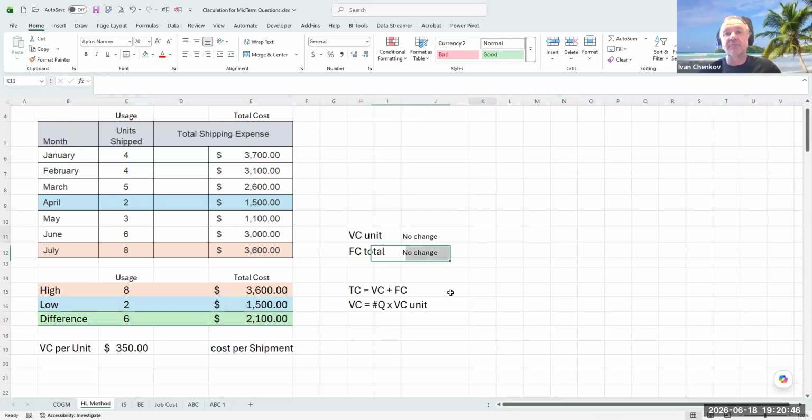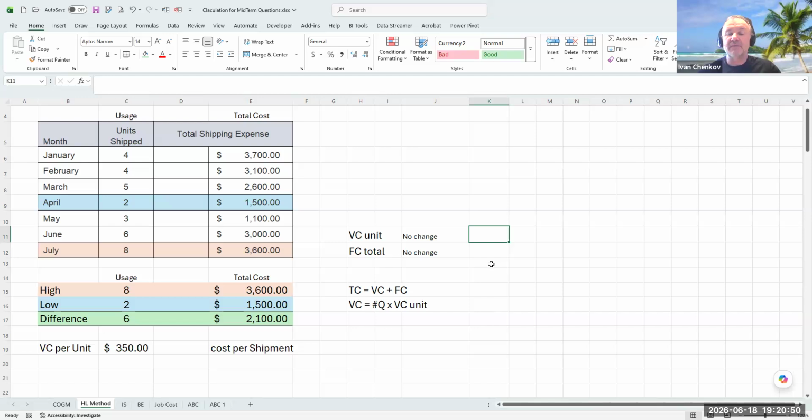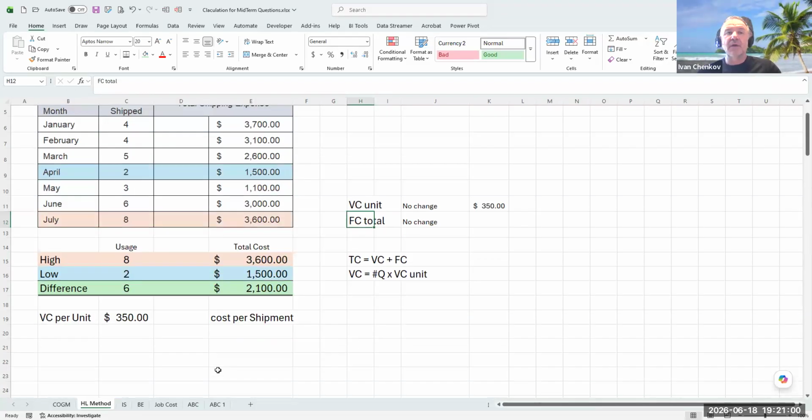So now I know something. What I know is the variable cost per unit, and that variable cost per unit is 350. The next objective is to find the total fixed cost. Total fixed cost, how can we find it? Well, we have 2 points. I have the highest point and I have the lowest point.